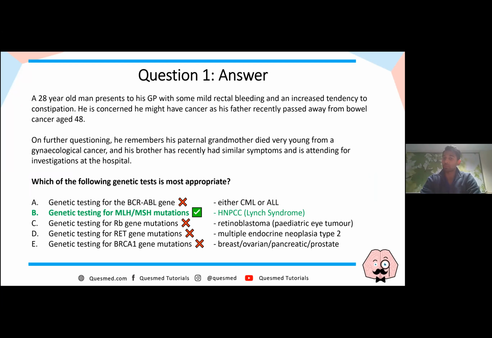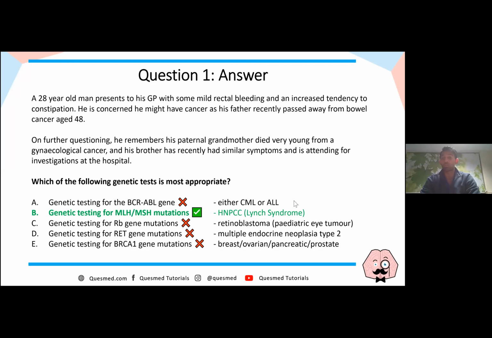These are mutations commonly seen in hereditary non-polyposis colorectal cancer, otherwise known as Lynch syndrome. And then the other tumor site that's commonly affected is the endometrium. So it fits with this history. Okay, and it is inherited in an apparent autosomal dominant pattern.